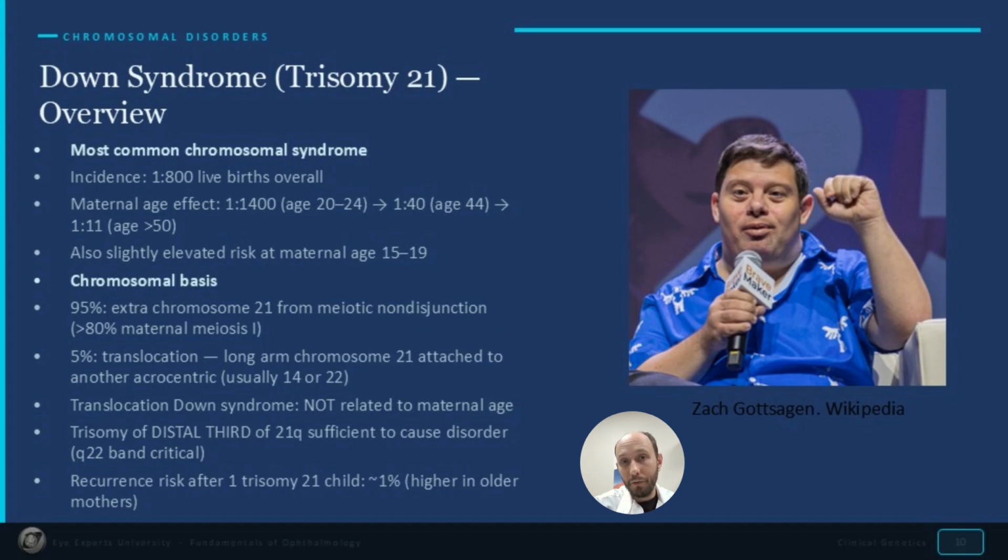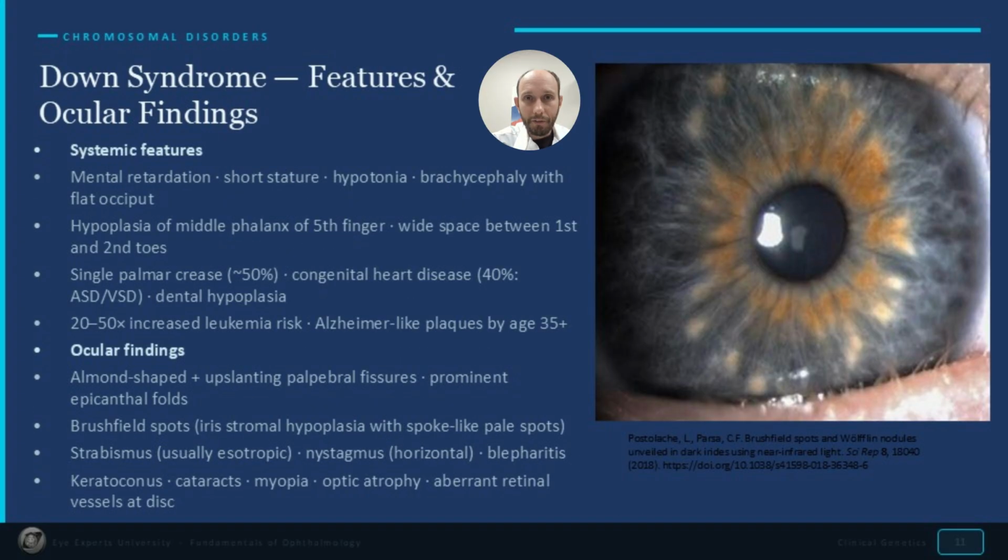And this way you can pass it down from generation to generation just because it's attached to that chromosome. The translocation, though, is not related to maternal age. It's just a non-disjunction. Pictured here is the actor Zach Gottsagen. He is the guy who has Down syndrome, and he was the actor portraying Down syndrome in the movie Peanut Butter Falcon.